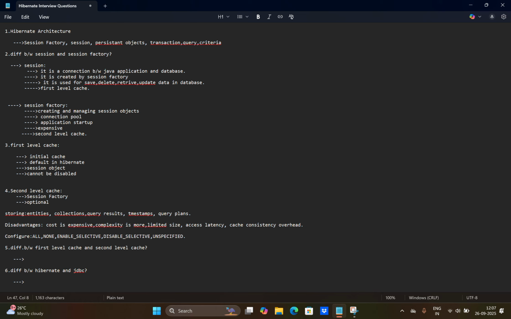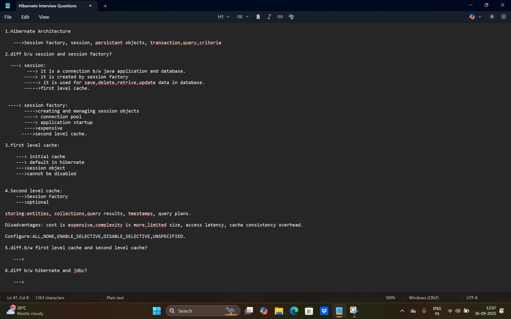Coming to mapping, JDBC requires manual mapping between objects and database tables. In Hibernate, it's always ORM. While coming to query language, JDBC connects to SQL, but Hibernate supports the Criteria API as well as HQL, Hibernate query language. While coming to cache, there is no built-in caching mechanism in JDBC. Hibernate provides first level cache and second level cache.